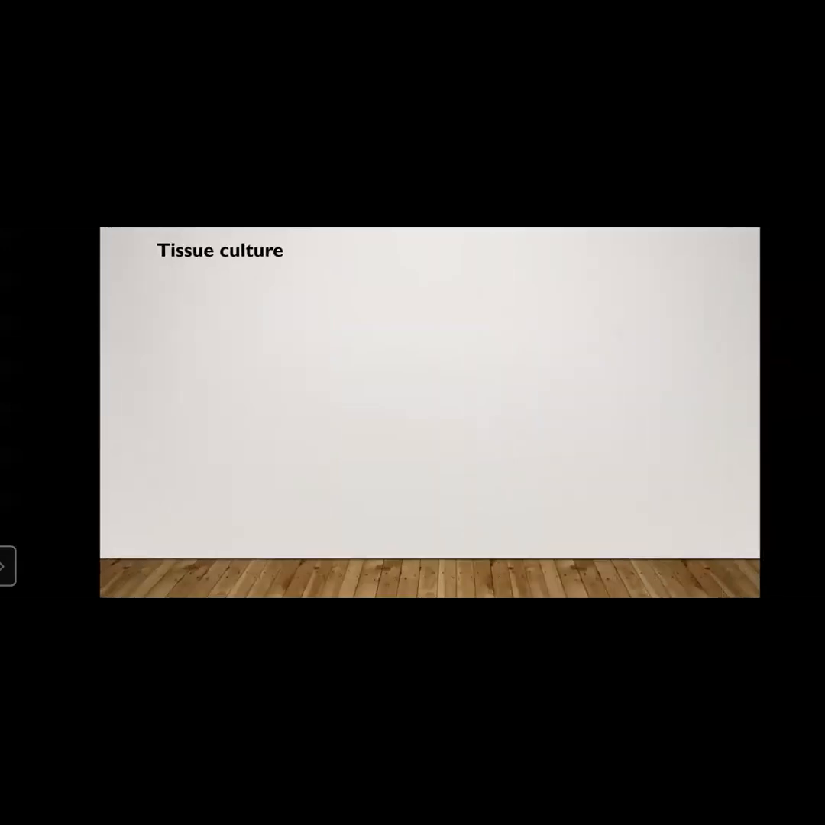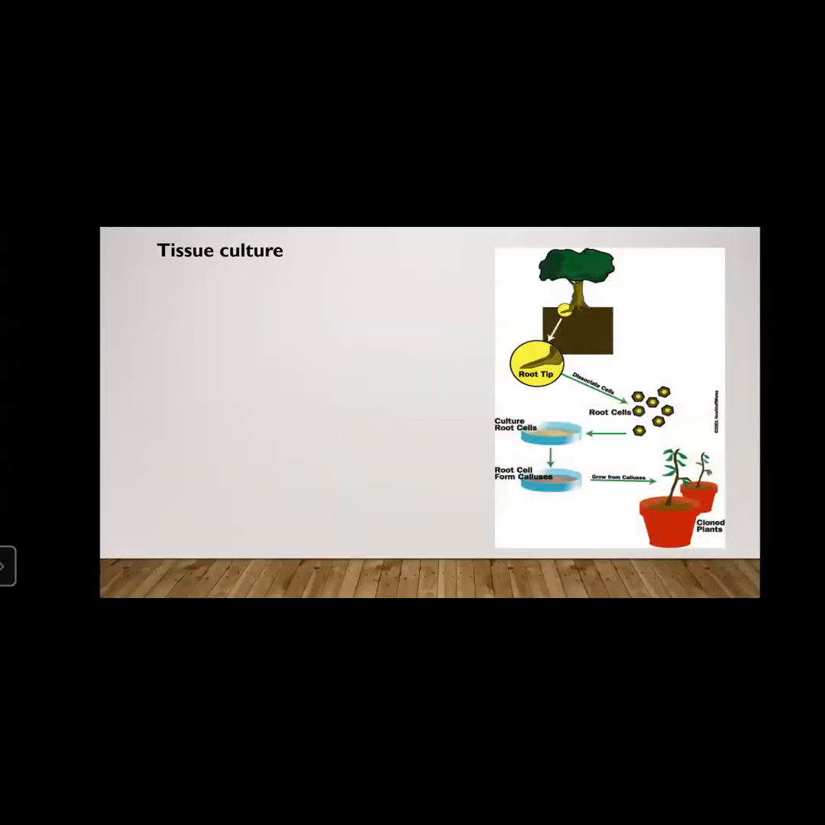Next technique is tissue culture. Now let us see the steps involved in tissue culture. In our last class, we have studied about the apical meristem or the meristematic tissues in the plants. We know the characteristics of meristematic tissue. They are capable of dividing and differentiating into different cell types.